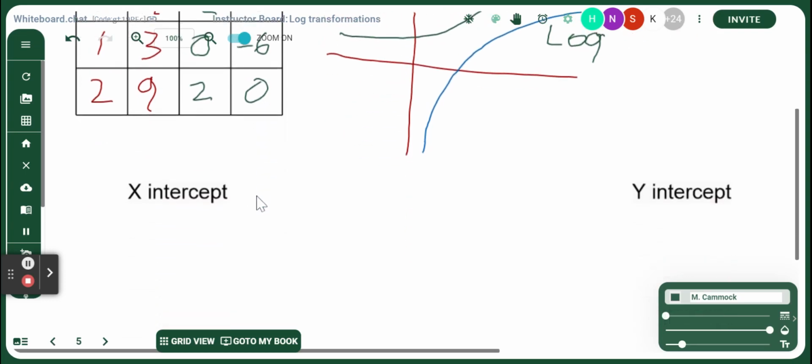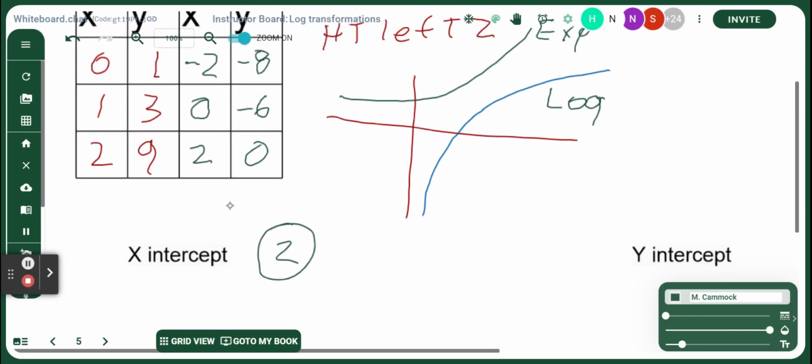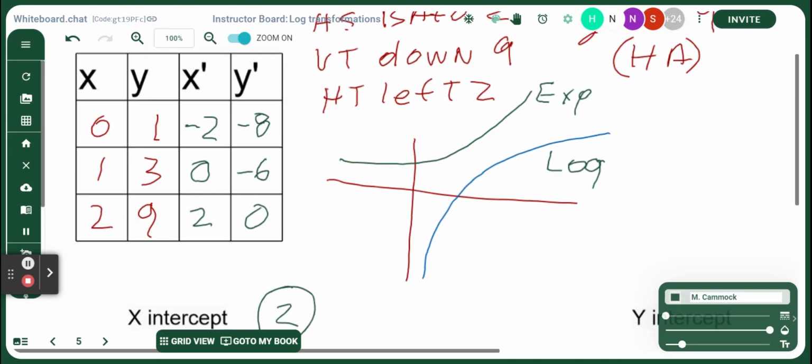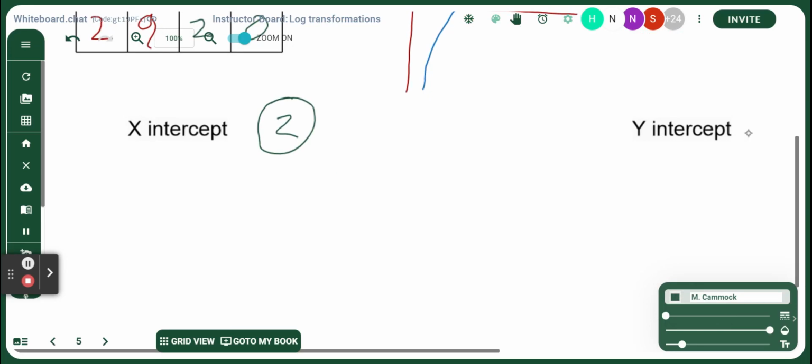Well done, it's 2, right? I'll just put that on the side right here because we already know what that is. We're going to work it out algebraically as well. How about the y-intercept? Does the table tell us what the y-intercept is? It does. It's minus 6. So I can put that in as well.